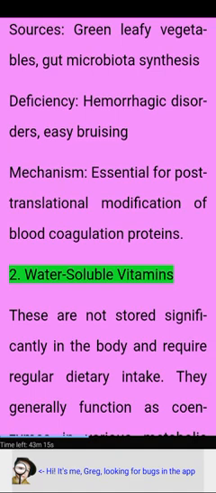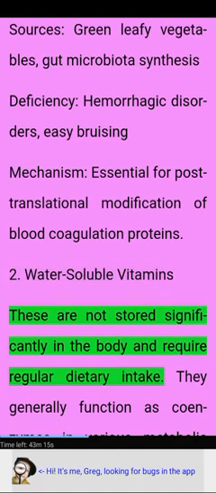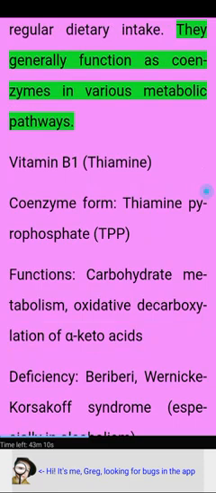2. Water-soluble vitamins. These are not stored significantly in the body and require regular dietary intake. They generally function as coenzymes in various metabolic pathways.